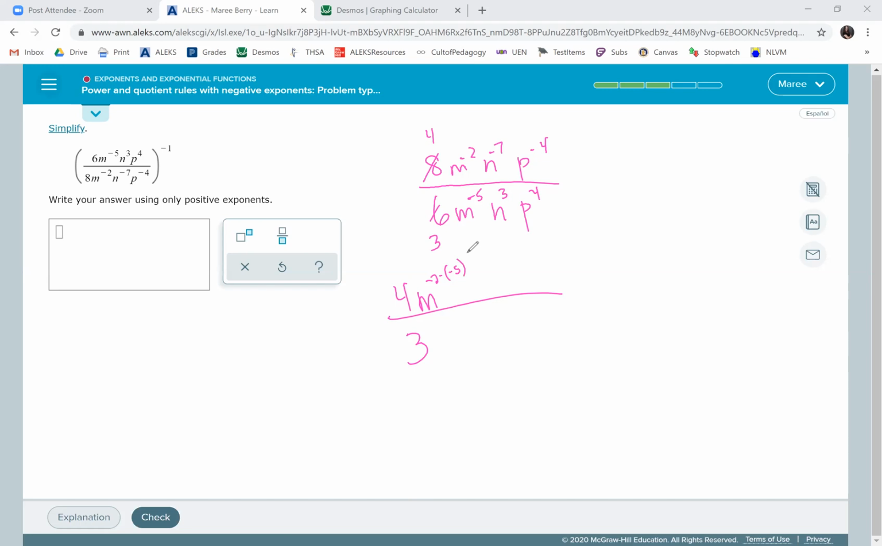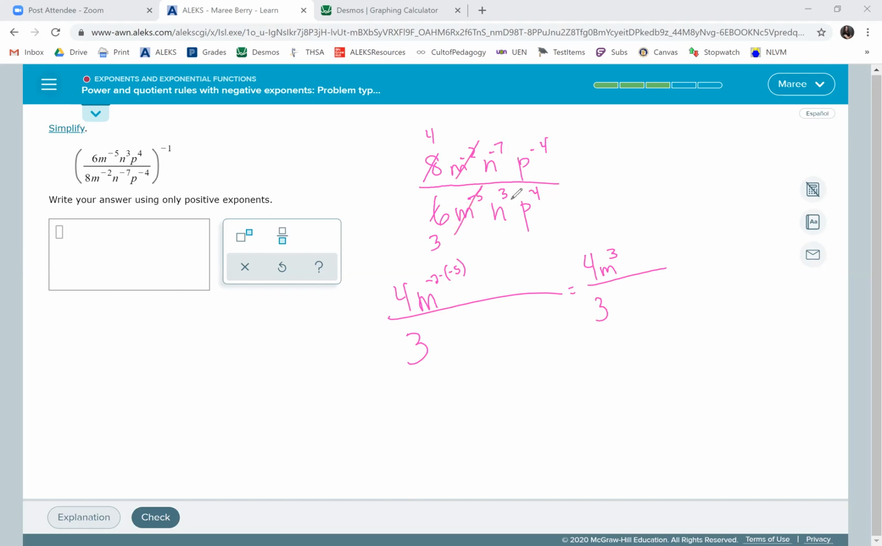So by the quotient rule, you can subtract exponents. And when you subtract a negative, it's like adding a positive. So this becomes m cubed. So it's super cool because you'll have your m cubed right here. And you don't have to be switching things around. So I took care of the m's.